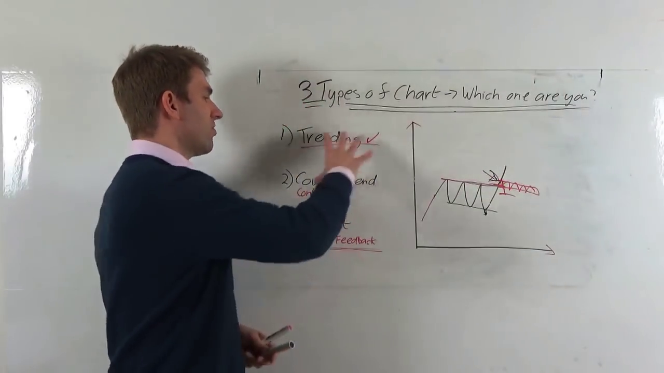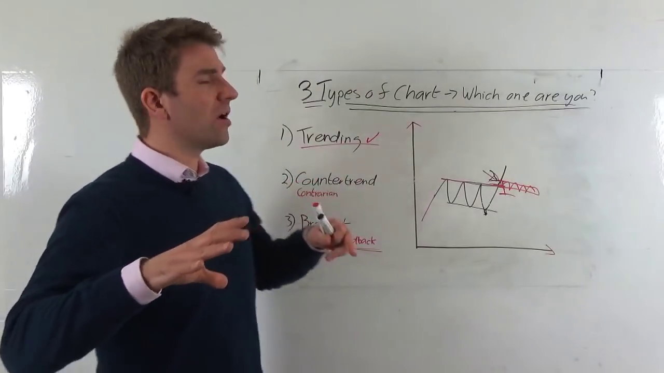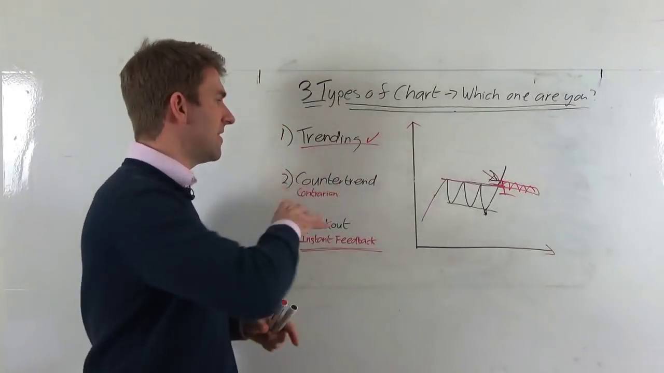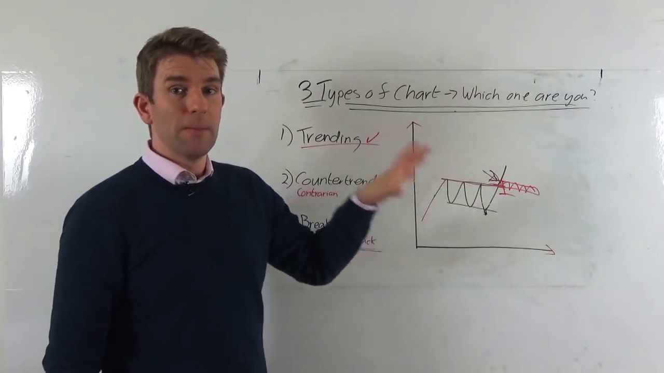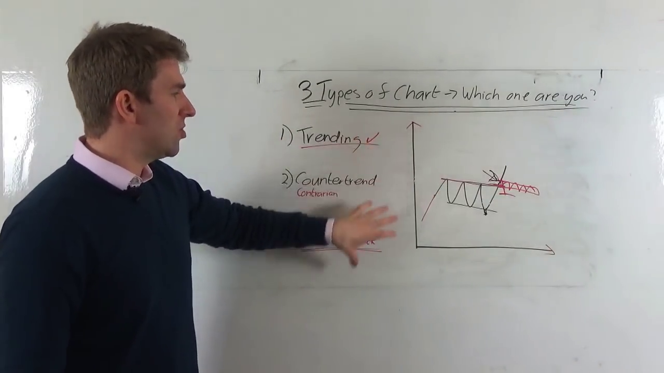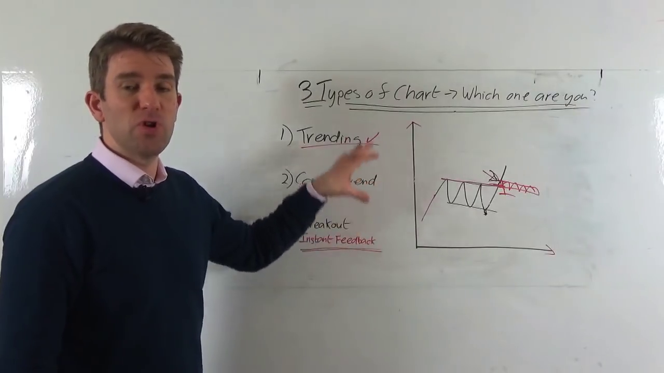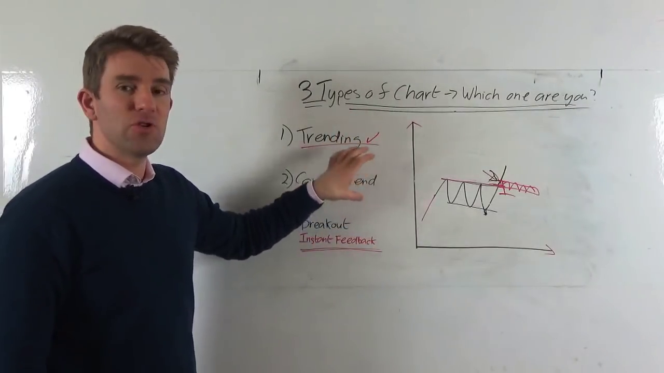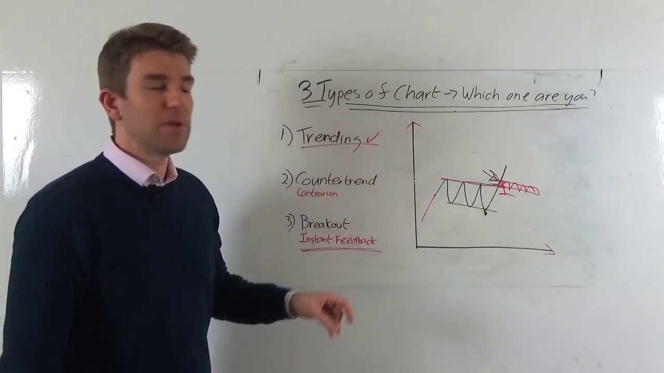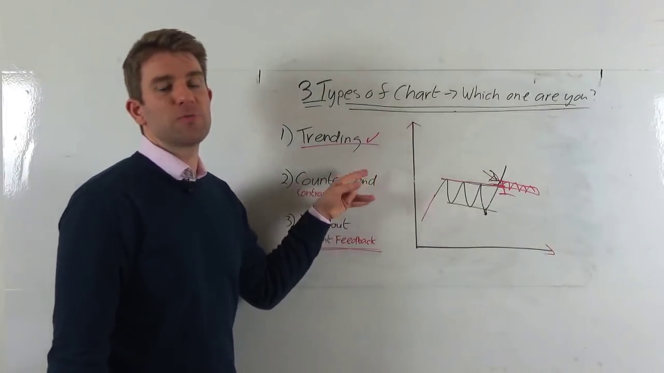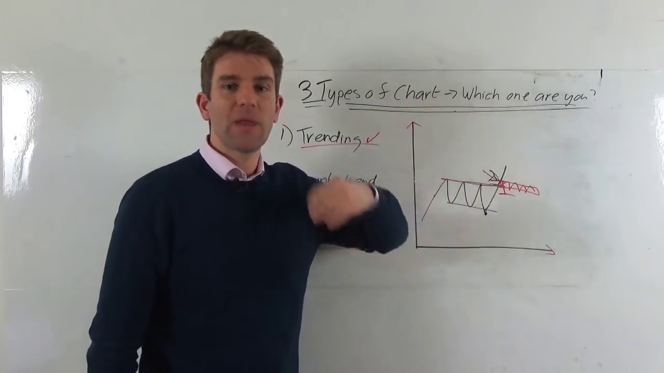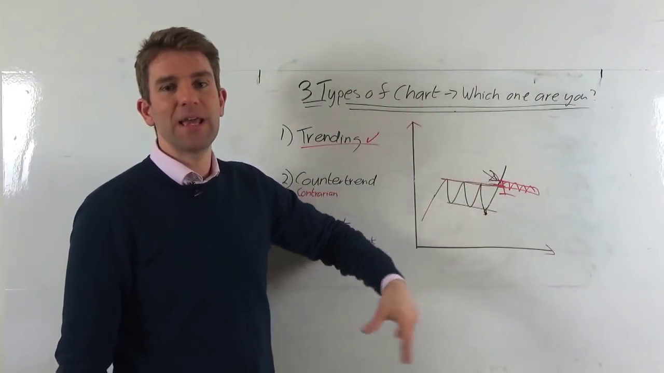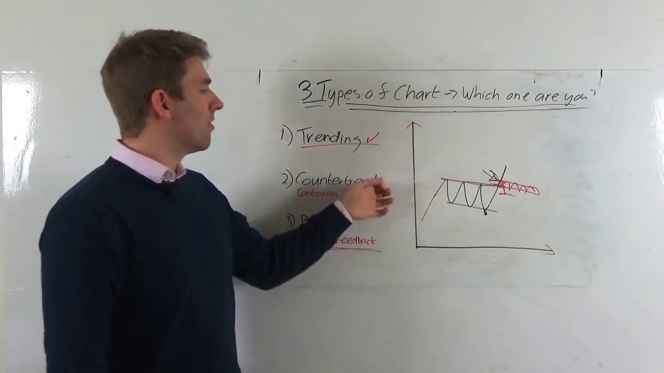So these are three broad chart types. You've got to find out where you fit in with them. Now, not to say you can't trade all of them, but if you find out which one you're a specialist at and which one you prefer, then maybe you can focus your energy and resources into that and become an absolute expert in one specific chart type, one specific market environment. And then you can just build on that, add to your strategy playbook until you get really, really good at one. All right, guys, food for thought.